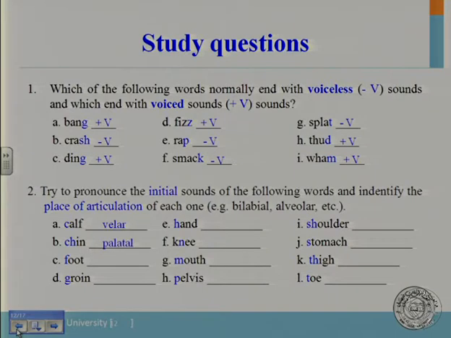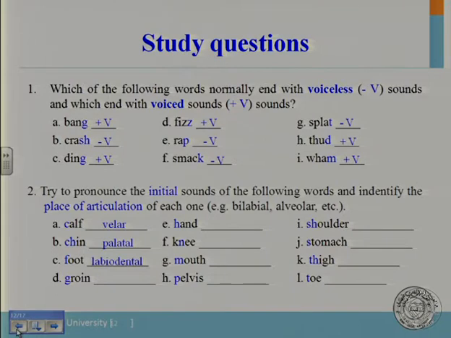Next is foot. We need the initial sound, the first sound, that is f. What is the place of articulation of f? Definitely, it is called labiodental. Excellent.